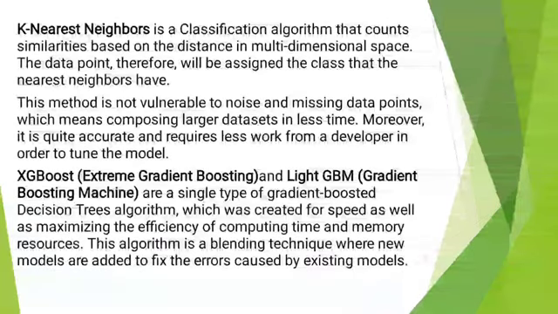K nearest neighbors is a classification algorithm that counts similarities based on the distance in multidimensional space. The data point, therefore, will be assigned the class that the nearest neighbors have. This method is not vulnerable to noise and missing data points, which means composing larger data sets in less time. Moreover, it is quite accurate and requires less work from the developer in order to tune the model.